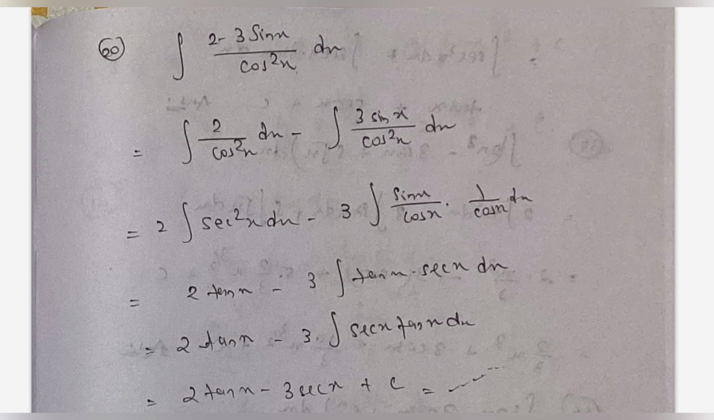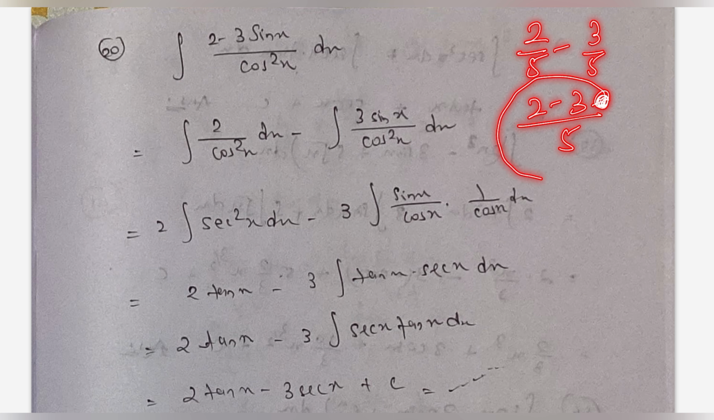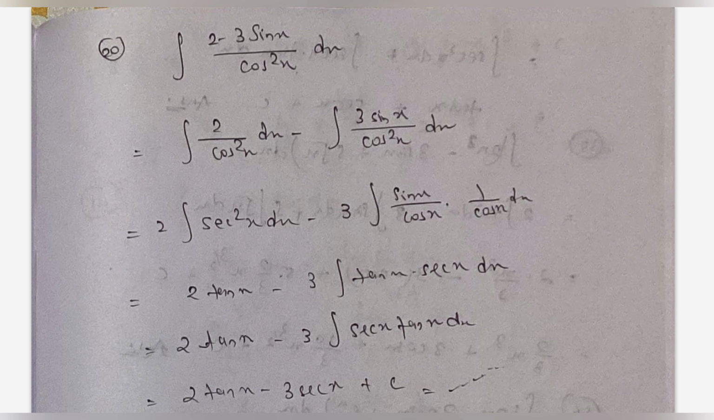Now for simplifying we will use this concept. Let's say you have 2 by 5 minus 3 by 5. Then we have the common denominator 5 and 2 minus 3 in the numerator. Now if I say you have this expression, from it you can write it like this, because this expression is also equal to this. The same thing we have done here.